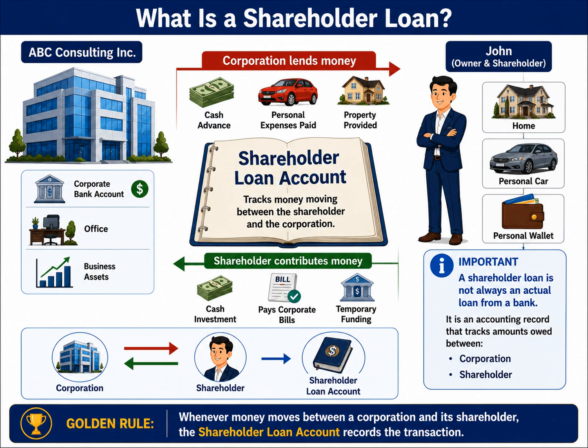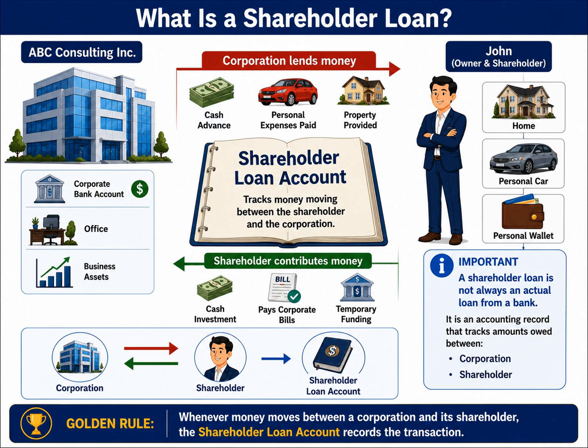Money can flow in both directions. Sometimes the corporation provides money or pays expenses on behalf of the shareholder. For example, it may give a cash advance, pay a personal expense, or allow the shareholder to use corporate funds.